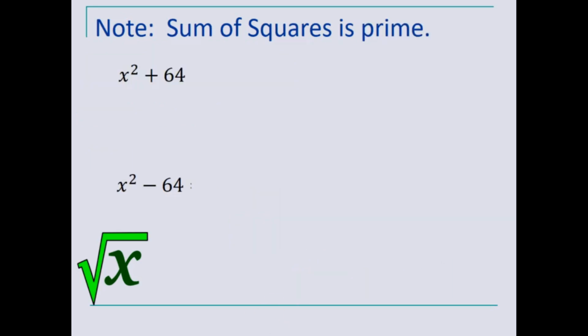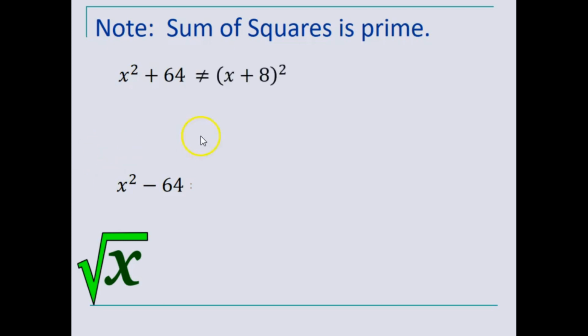Just a couple notes on working with factoring binomials. The first binomial on first inspection here looks like a difference of squares. The first and the second terms are perfect squares, but it's not a difference. It's a sum of squares. There is no general formula for factoring a sum of squares. The sum of squares is prime.